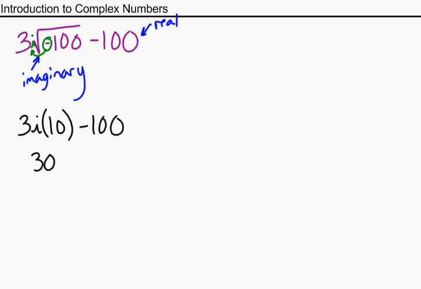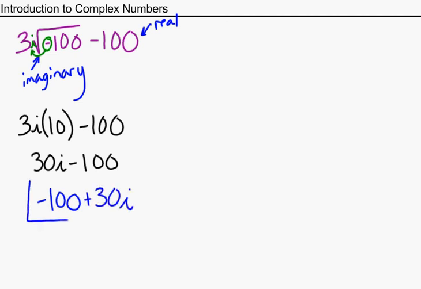Or 30i minus 100. And this is a great answer, but style matters. The order that I write these pieces in is very important. So I rewrite it as -100, real portion first, plus 30i, imaginary portion second. That's my final answer, and that's a quick introduction to what complex numbers look like and what i is.